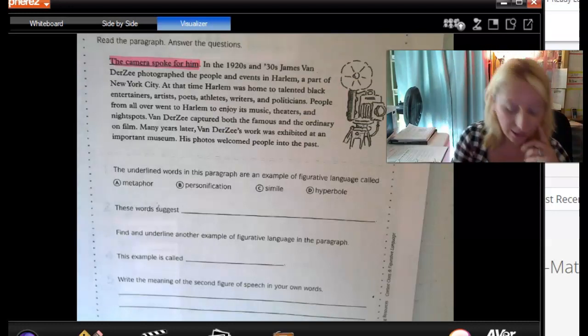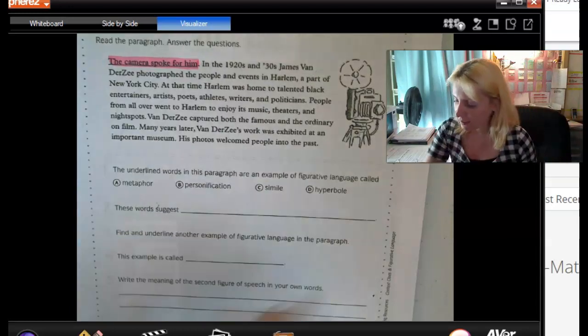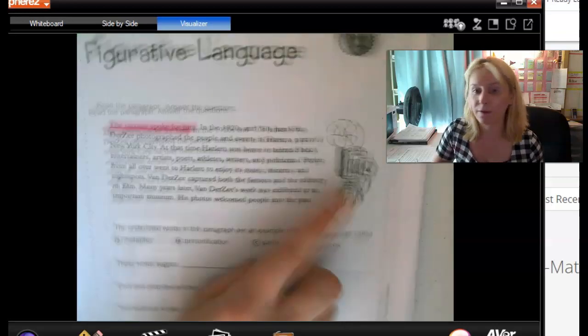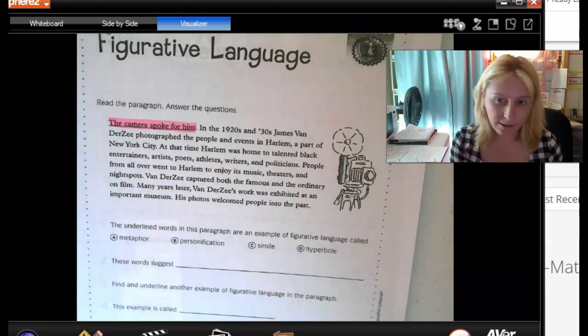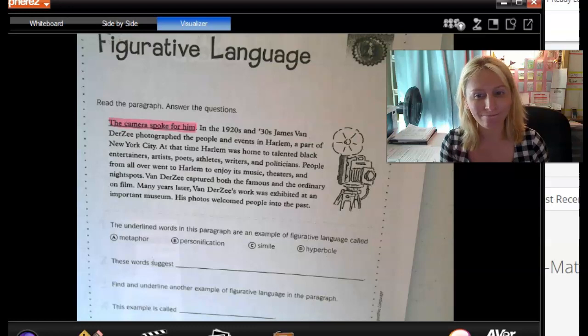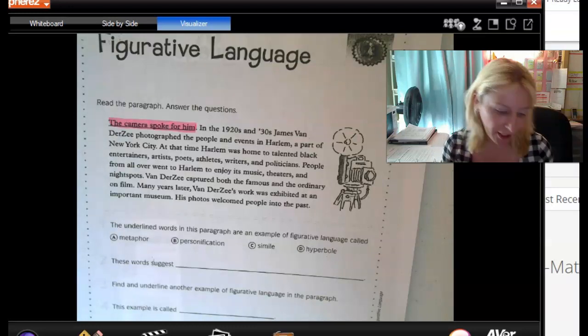Alright, so this is the help video for the figurative language assignment. This is exercise 23 and exercise 25. It has a bird on one side and a camera on the other. I'm going to start with the side that has the camera. And the paragraph says, the camera spoke for him. That doesn't sound like something that can happen in real life, so that must be figurative language.